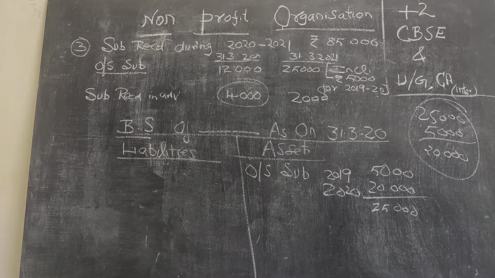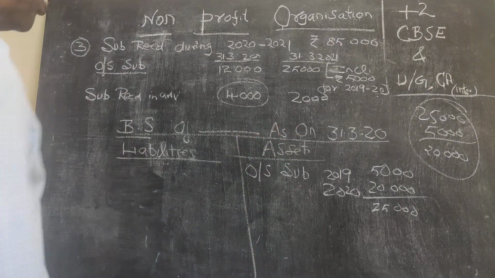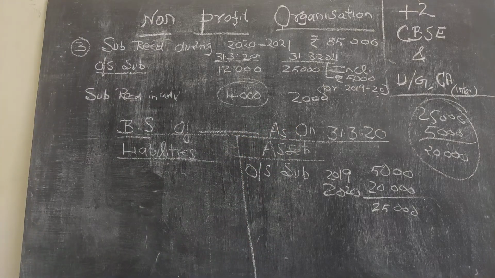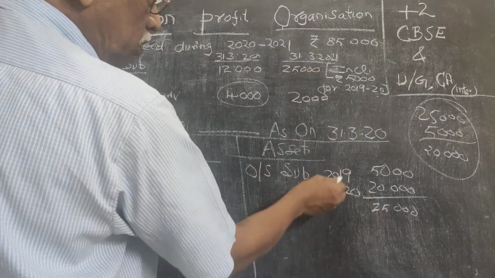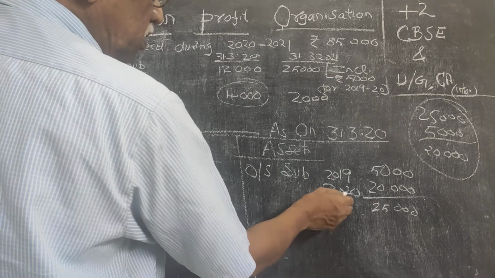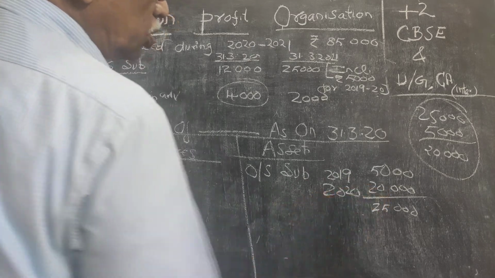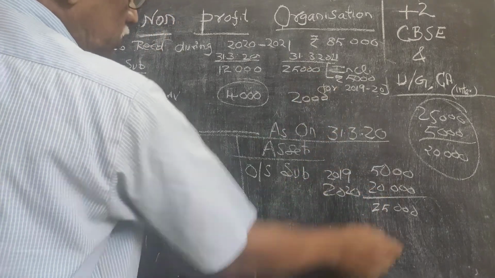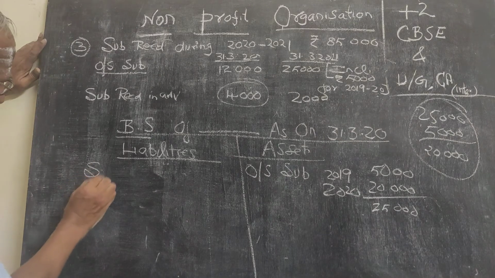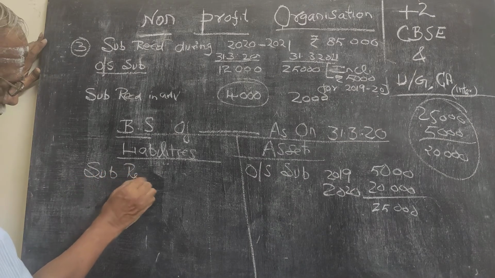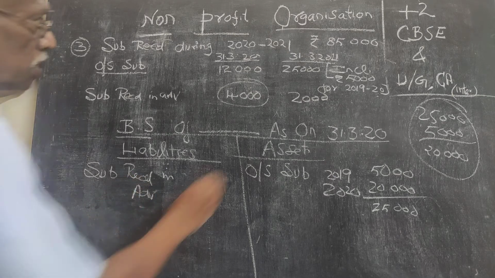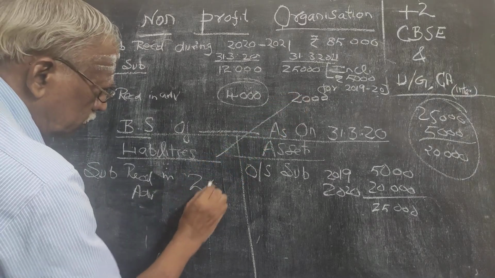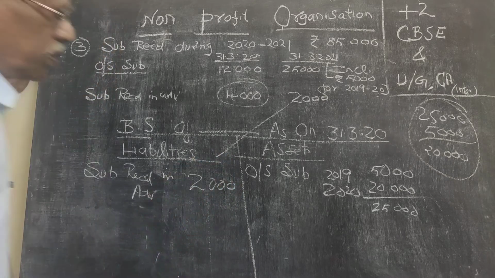Balance sheet of the name of the organization as on 31st March 2020. On the asset side, outstanding subscription, 25,000. Give the breakup: 2019, 5,000 rupees, and for 2020, 20,000. Total 25,000. Now liability, subscription received in advance during this year, 2,000 rupees.